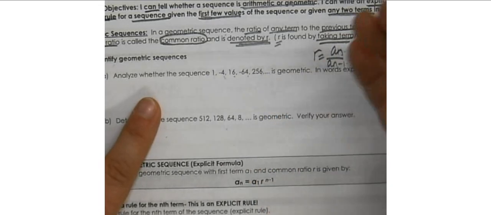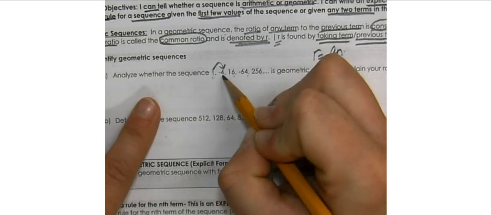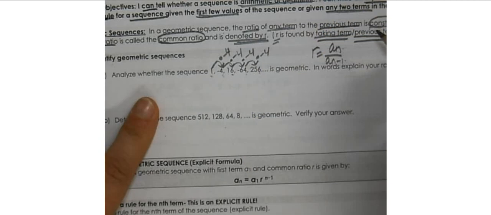Now there are a couple of ways that you can show your work and show your thinking. The first way is to say, okay, I can tell that to go from 1 to -4, I would need to multiply by -4. And I can multiply -4 times -4, and I would end up with positive 16. And 16 times -4 is equal to -64, and -64 times -4 equals positive 256. Therefore, because we're multiplying by the same number each time, in which r is equal to -4, this is considered a geometric sequence.